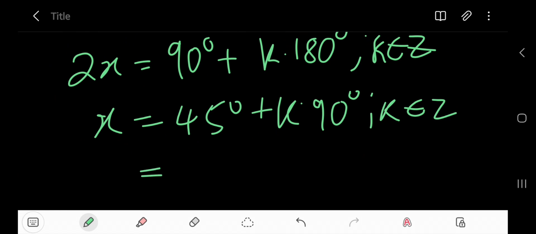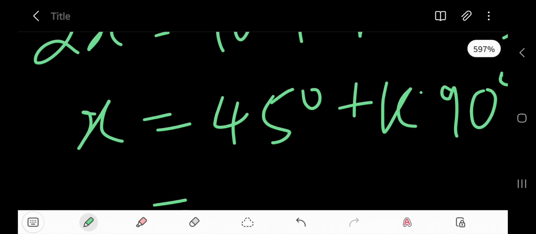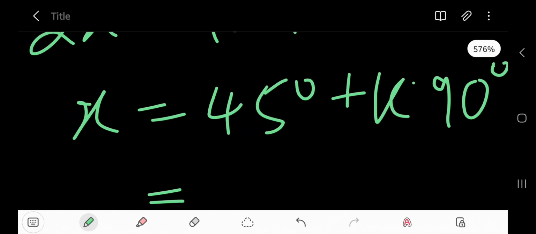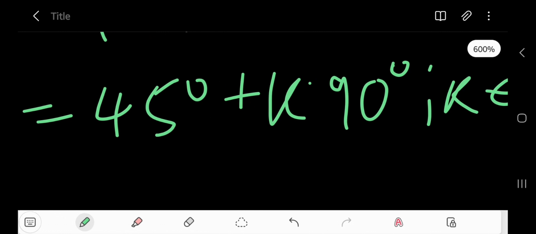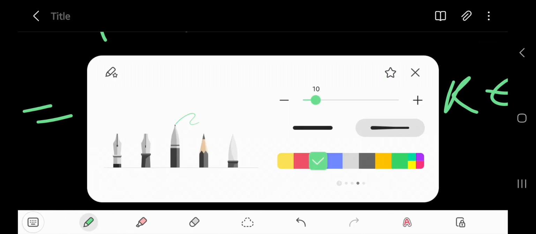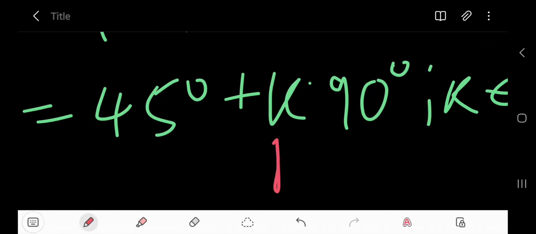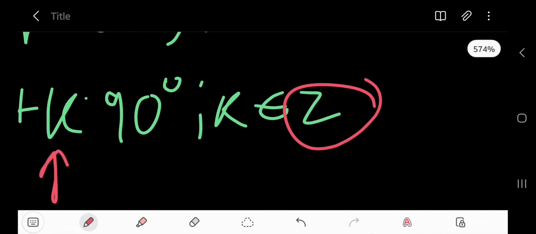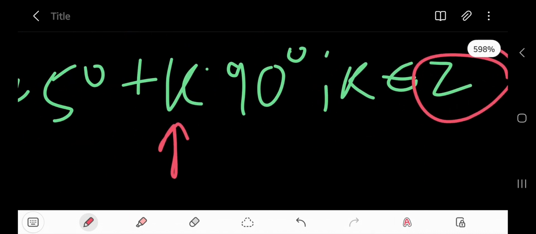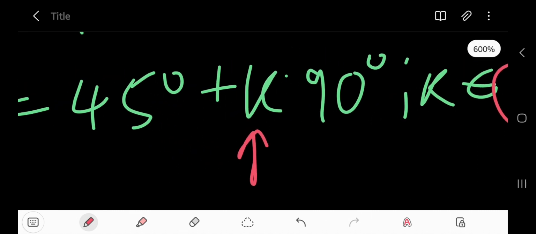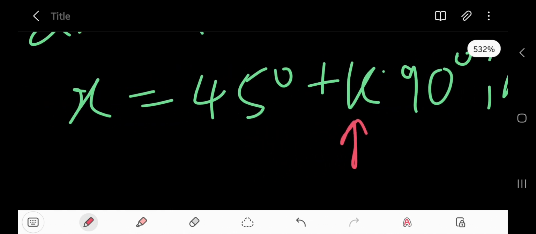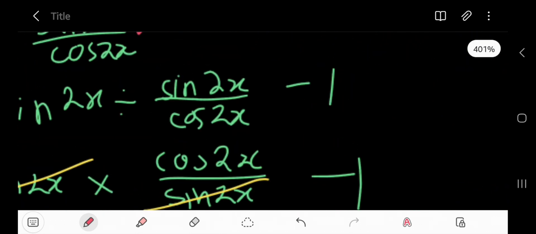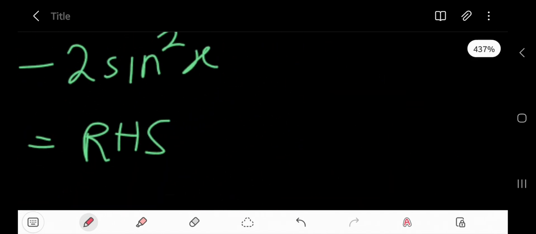All right, now understanding that they want the value of x, not the general solution, it means that we need to substitute k with integers. So k cannot be 0.5 in no way, because we said k is an element of integers. It means that k has to be 1, 2, 3, 4, -5, -18, whatever. But we need to replace it in order to get a value of x. But our value of x is only restricted to this interval, which is 0 to 360.